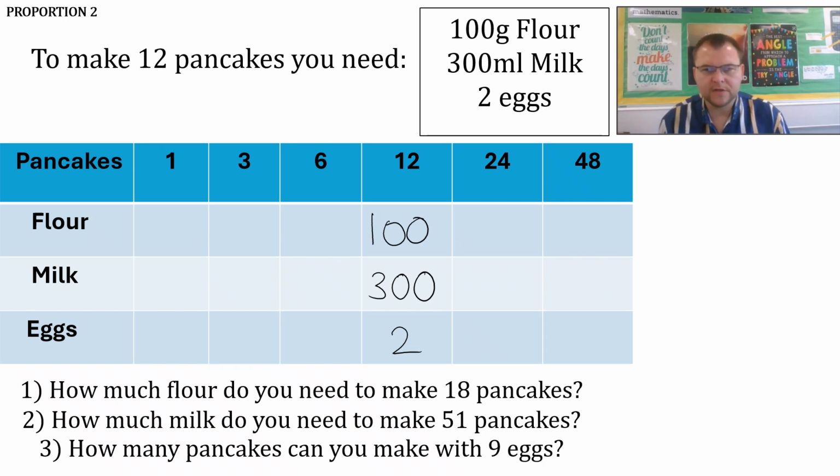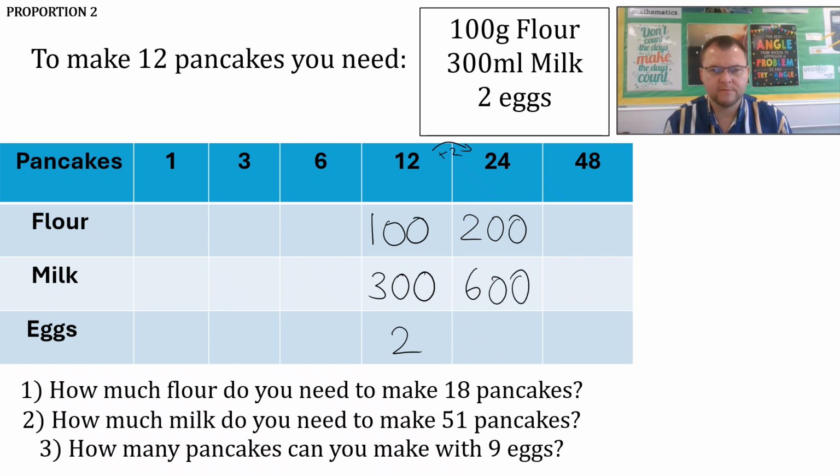What I'm going to probably do though, I think to start with, is just try and fill in all the blanks, because I think it's good kind of practice. So firstly, 12 pancakes would become 24 by doubling it. So before I answer any of the questions, I'm just going to apply the same technique to all the numbers: double 100, double 300, double 2. And then again, 24 to 48 is twice as big. So that would be 400 grams of flour, 1200 milliliters, and it would be 8 eggs.